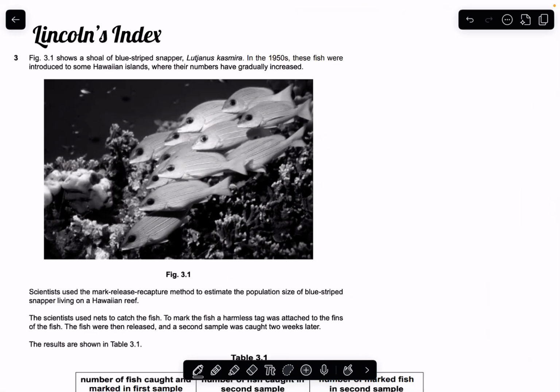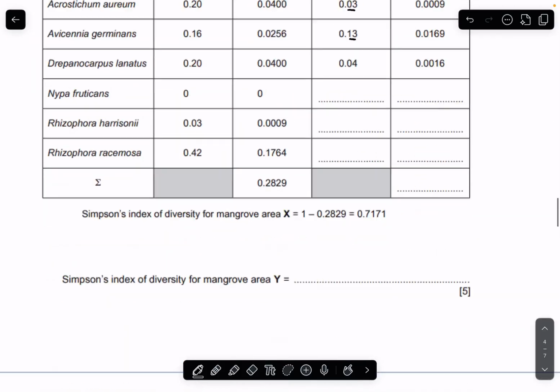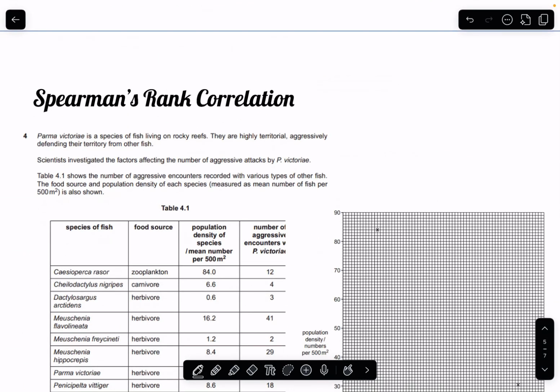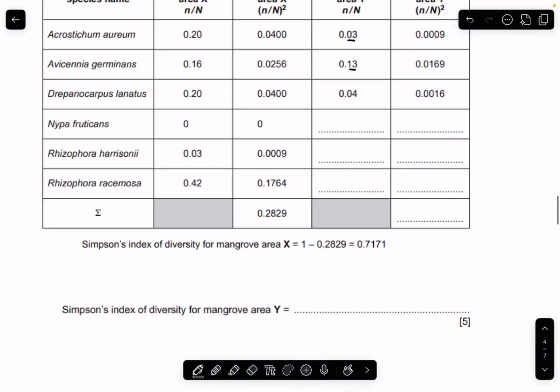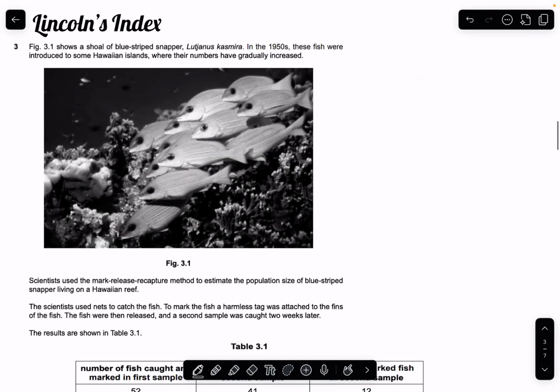Hey, so it is time for our 3 biomath equations that we need to know how to work for papers 2 and 4. Remember, for AICE Marine, Lincoln's index could be on paper 2. The next equation we're going to go over is Simpson's index. That could also be seen on paper 2. And then Spearman's rank, you can see it on paper 2 or paper 4. So these 3 formulas do not need to be memorized. They're always given to you.